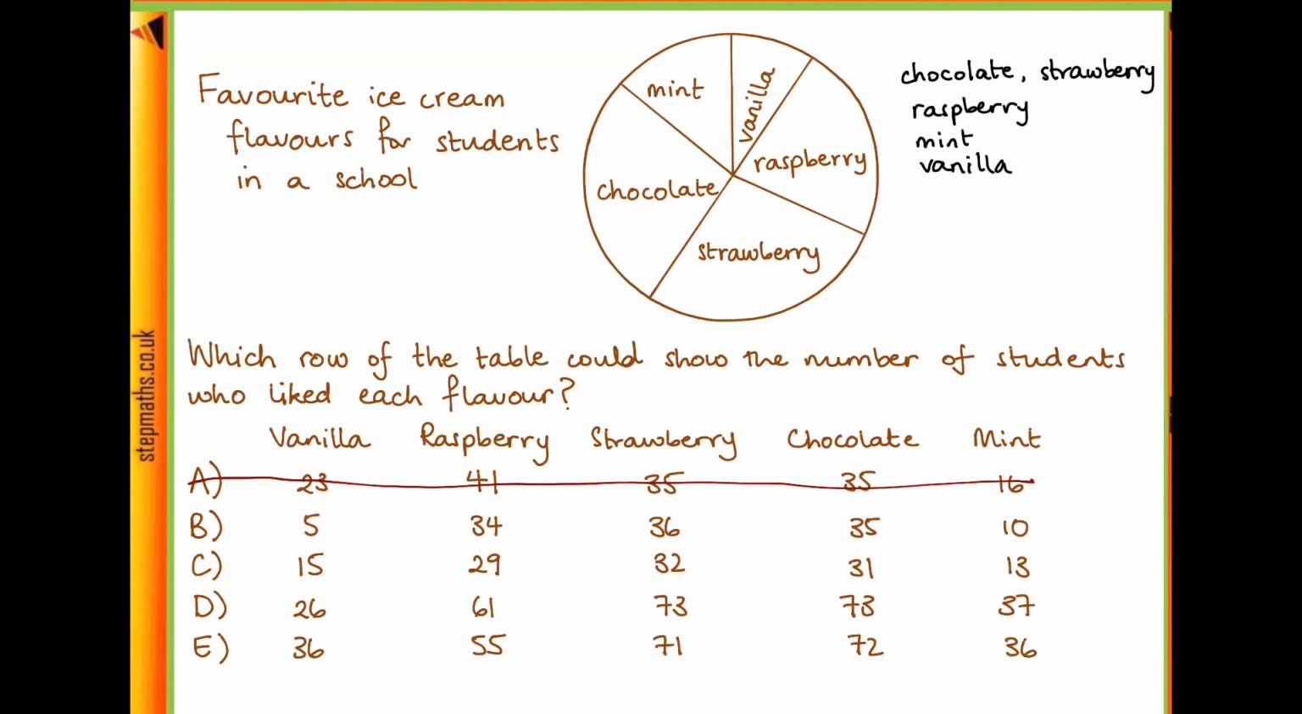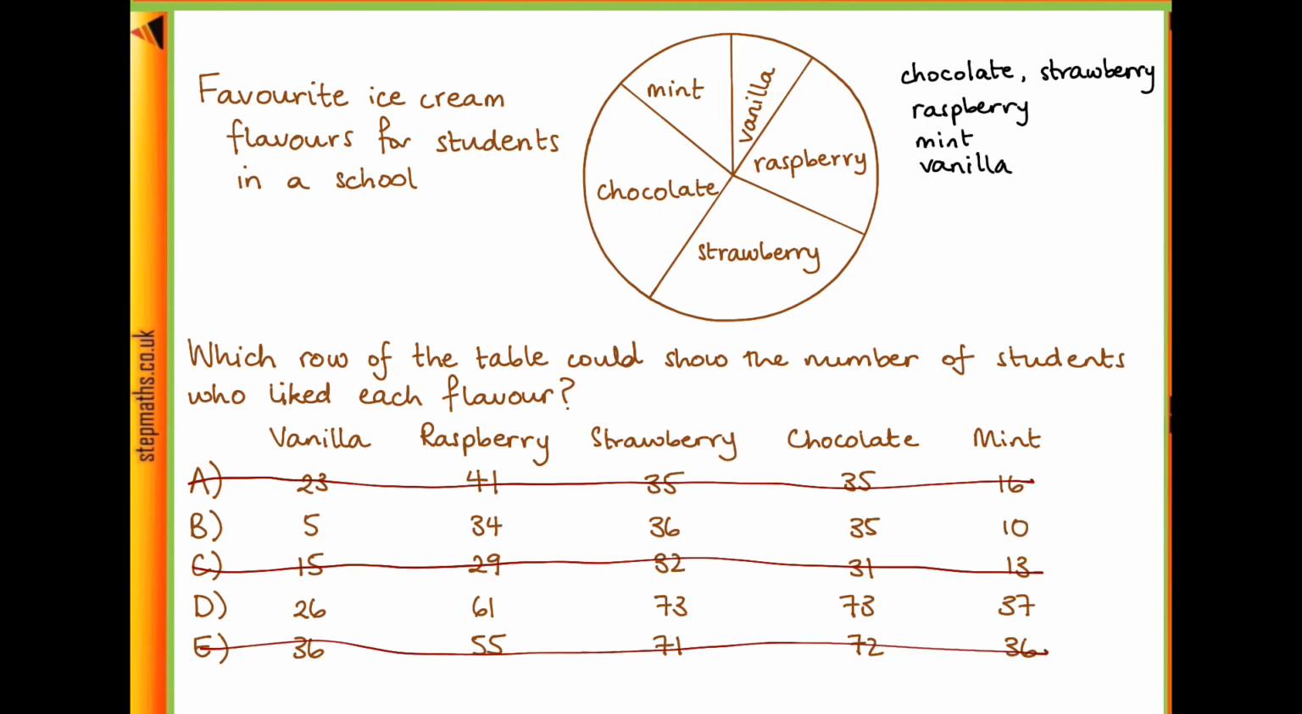Okay, so what else can we check? We can check that vanilla is the least popular flavour. If we look at B, vanilla does seem to be the least popular, but for C, we can see that C says mint is even less popular. So we know that C must be wrong. And D does have vanilla being the least popular, but for E, it's saying that vanilla and mint should be equally popular, but we can definitely see that vanilla is the smaller slice on our pie chart. So we can rule out E as well. So now we're just left with options B and D.